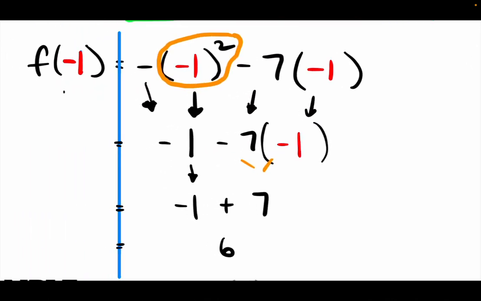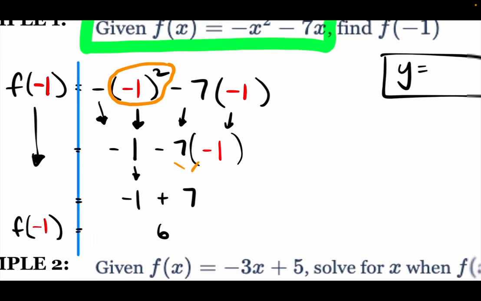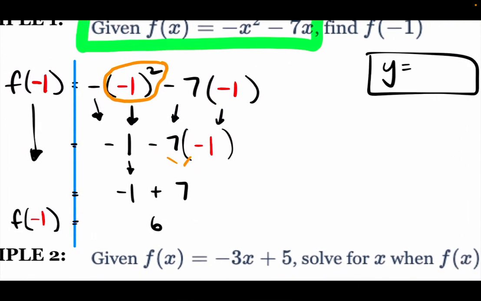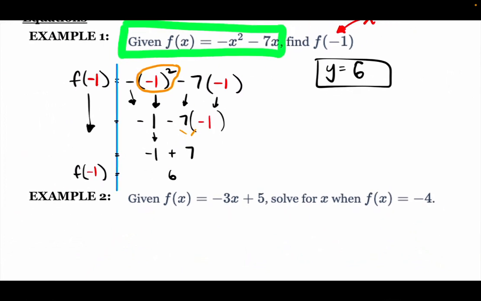So I need to bring down the name. The name is f of negative 1, is 6. So when we plug in negative 1, what do we get as an answer? What is the output? 6. There you go. All right, let's go to number 2.